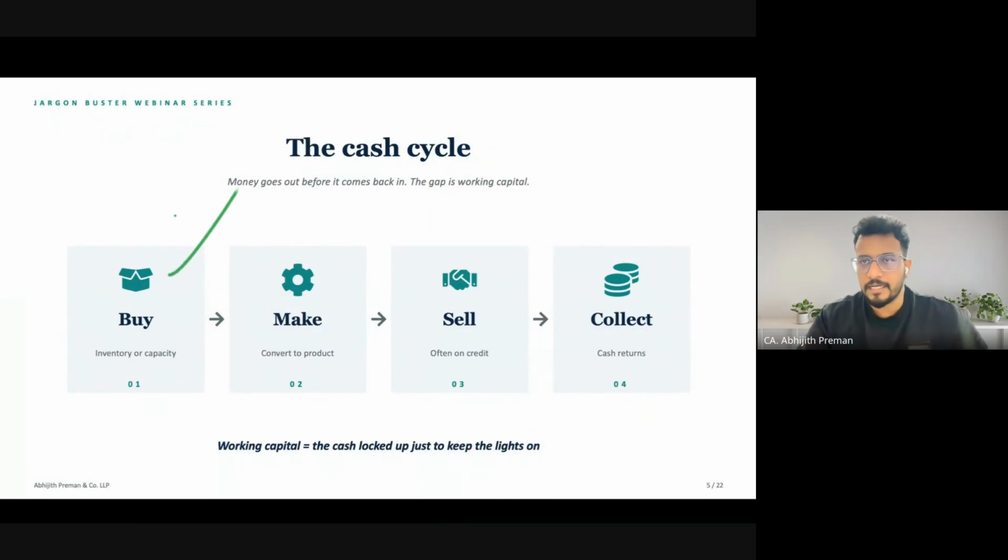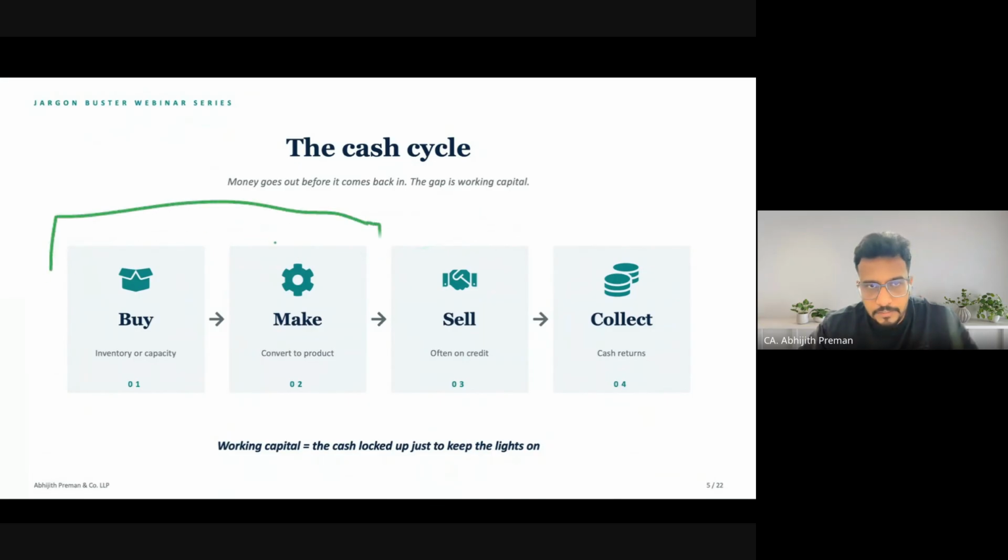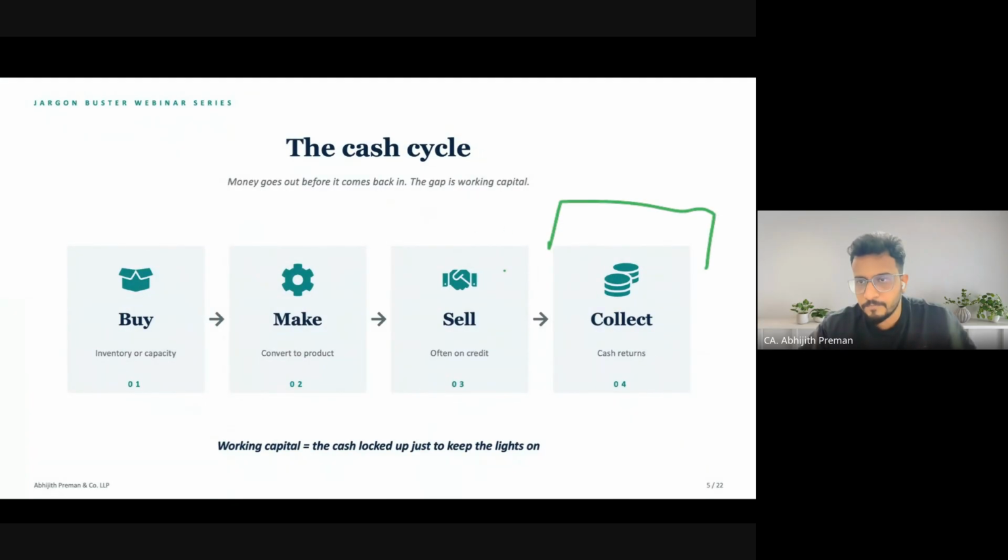So you have spent cash when you buy the product, and you have spent cash when you make the product. You didn't receive any cash when you sold the product, and eventually you collect money from the customer. That is the cash cycle. If you were starting from zero, until these two phases, buy and make, you have already spent the cash, but you got cash only in the fourth stage. So you needed some money upfront to run the business to generate cash. That gap is what is called working capital. I hope it is clear.